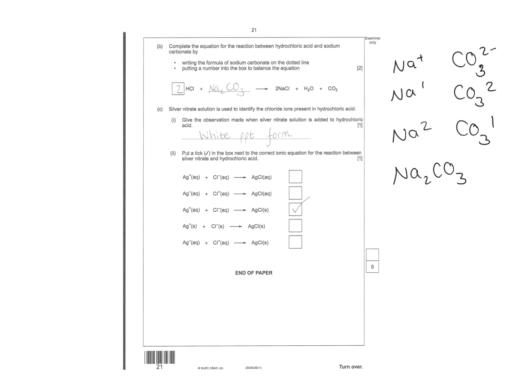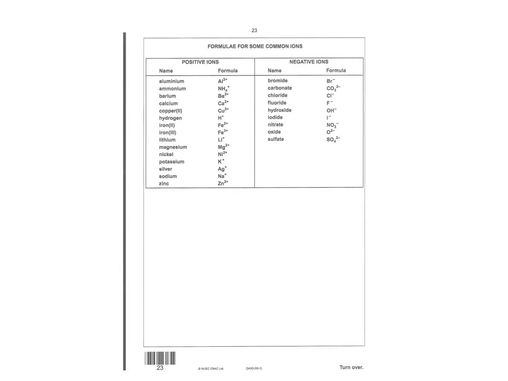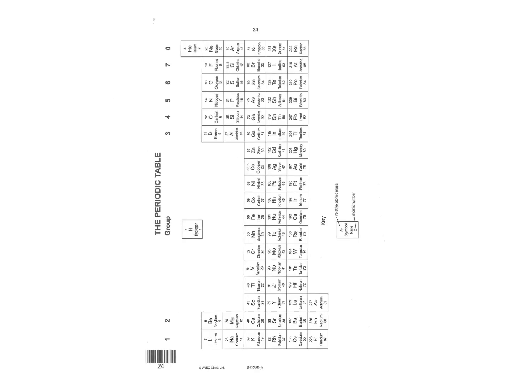Silver nitrate solution is used to identify chloride ions present in the hydrochloric acid. Give an observation made when silver nitrate solution is added: a white precipitate forms because it's chloride. A little ionic equation for what would happen: plus gives you a solid because it would be a precipitate. Bit of paper if you need it, and then remember you've got these common ions, really important at the back. You've got your periodic table again, really important at the back.